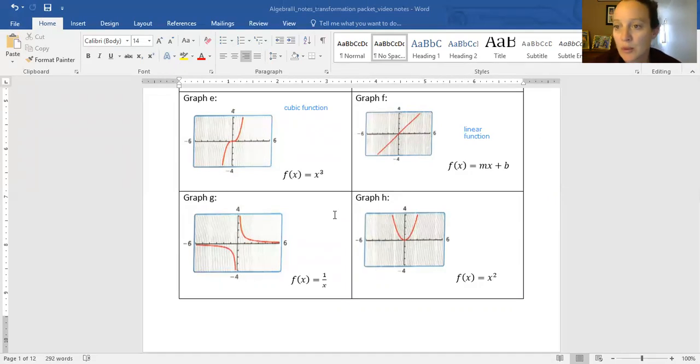Now, graph G might be a new one. Its equation is f of x equals 1 over x, and that also translates to the reciprocal. I have sometimes trouble spelling, so be forewarned. There could be some serious spelling mistakes. And then I'm pretty sure this is every algebra student's favorite function family, the quadratic family, otherwise known as the quadratic function. We will dedicate an entire chapter to these guys. So that is f of x equals x squared.